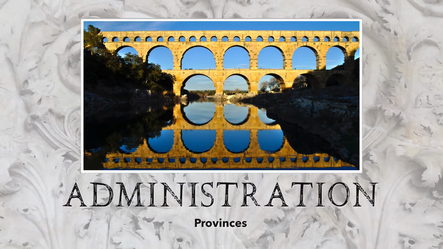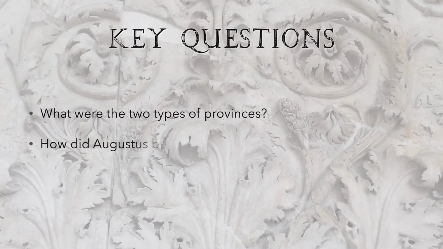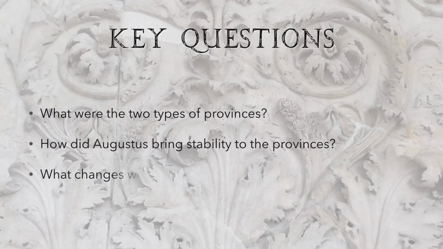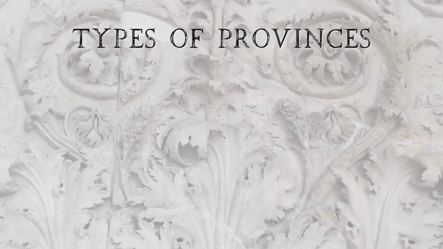In our second video for the administration topic, we're going to look at the provinces of the Roman Empire. So the key questions you need to answer are, number 1, what were the two types of provinces? Number 2, how did Augustus bring stability to the provinces? And number 3, what changes were made to taxation and why? So now we'll just have a look through the different types of provinces.